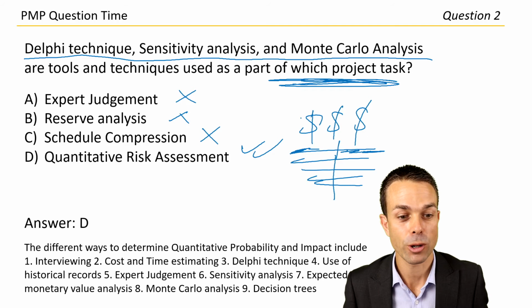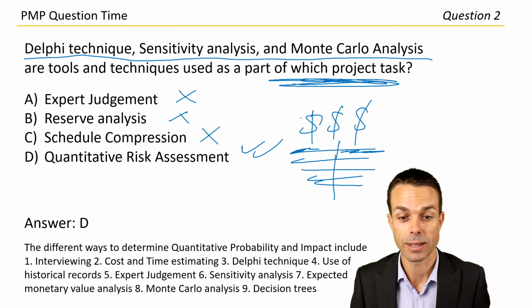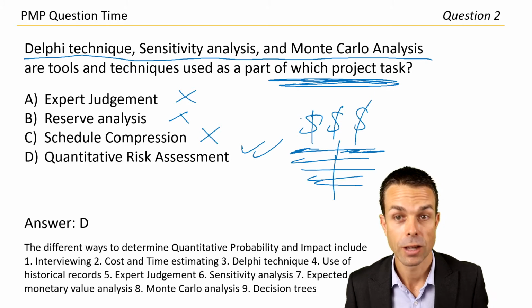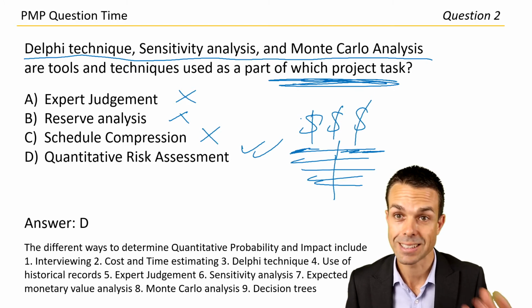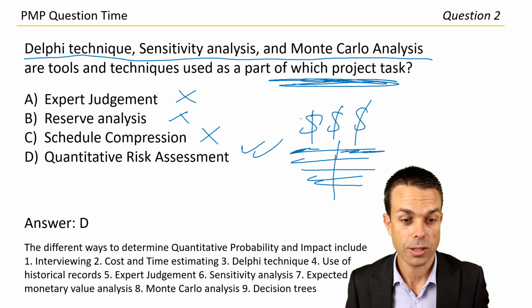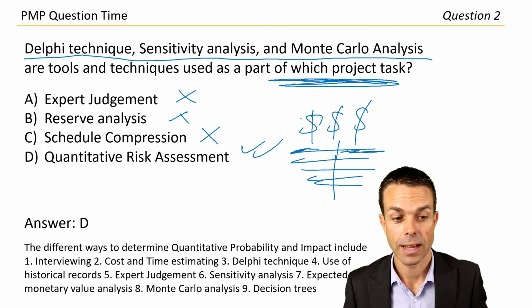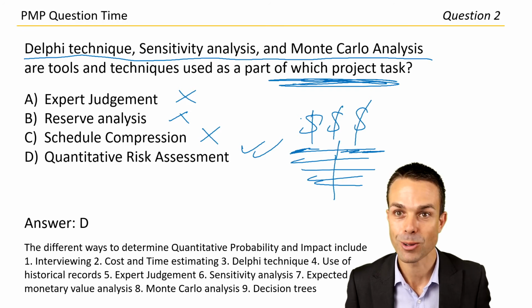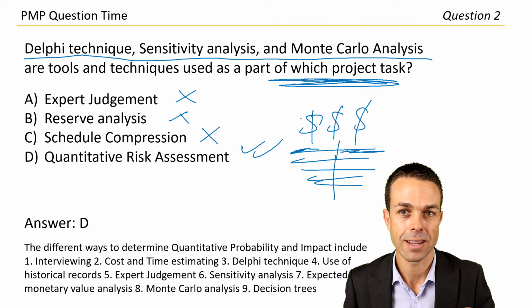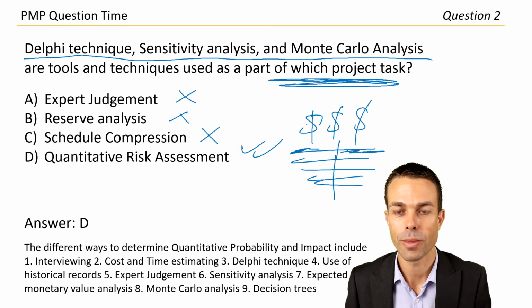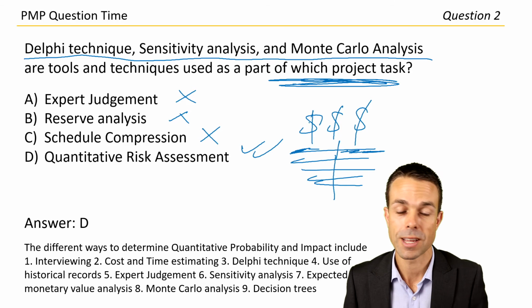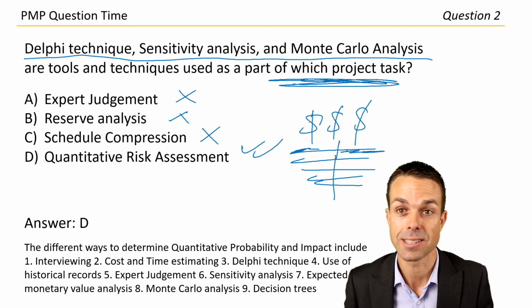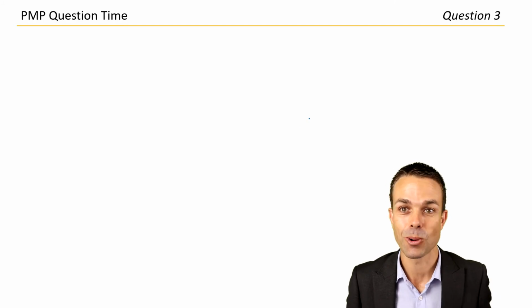Answer D. The differing ways to determine quantitative probability include interviewing, cost and time estimating, Delphi technique, use of historical records, so analogous estimating potentially, expert judgment, sensitivity analysis, expected monetary value analysis, Monte Carlo analysis, and decision trees. Okay, very good. That one is a little bit more complex. But again, not too many questions on that as long as you broadly know what quantitative risk analysis is and the techniques that you will use. How did you go? Let's look at question 3.